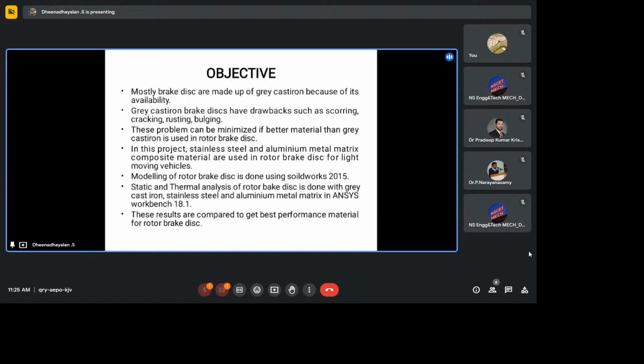Mostly brake discs are made of grey cast iron because of its availability. Grey cast iron brake discs have drawbacks such as scoring, cracking, rusting and bulging. The problem can be minimized if a better material than grey cast iron is used for the rotor brake disc. In this project, stainless steel and aluminum metal matrix composite material are used for rotor brake discs for light moving vehicles. Modeling is done in SolidWorks and analysis in ANSYS Workbench 18.1. The results are compared between the materials for the rotor brake disc.